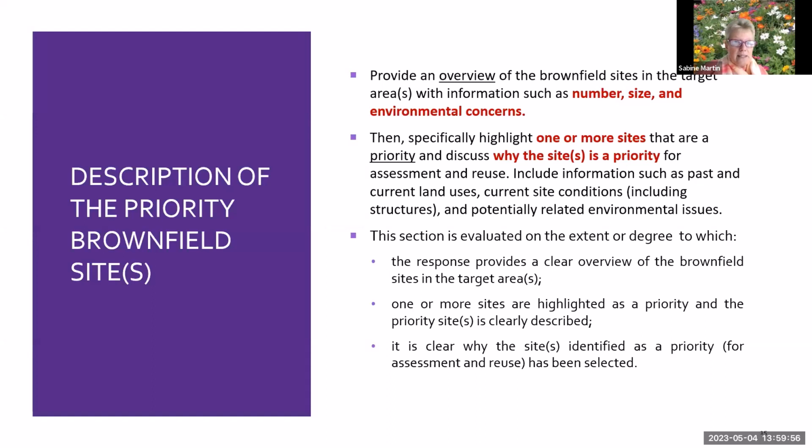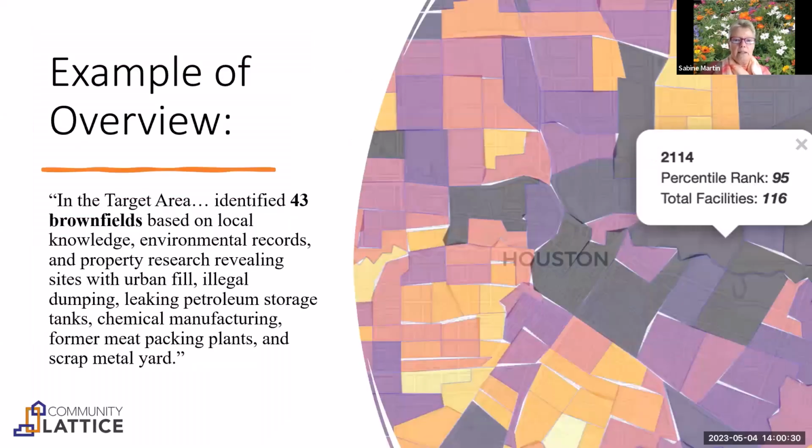Somewhere you always need to discuss how you came up with these priority sites. What criteria did you use? And then include information such as past and current land use, current site conditions, including structures, and potentially related environmental issues. Again, whatever you write, look at the eval criteria and make sure you hit everything. Never leave anything unanswered because it doesn't apply to you. Just say, this does not apply to me. Not necessarily in this section, but in other ones in the grant application. Next slide, please. All right, and I'm going to turn it back over to Danielle for an example.